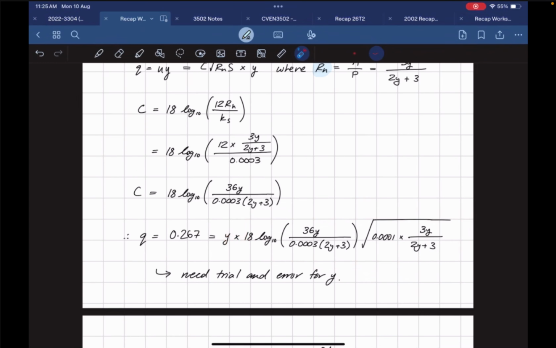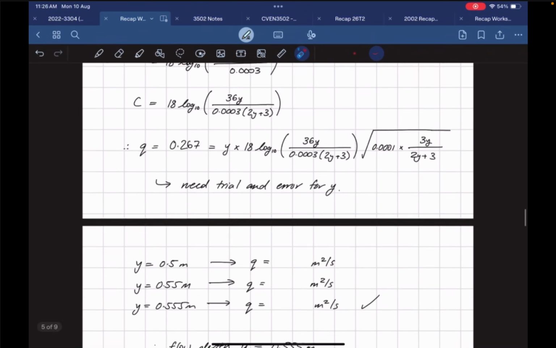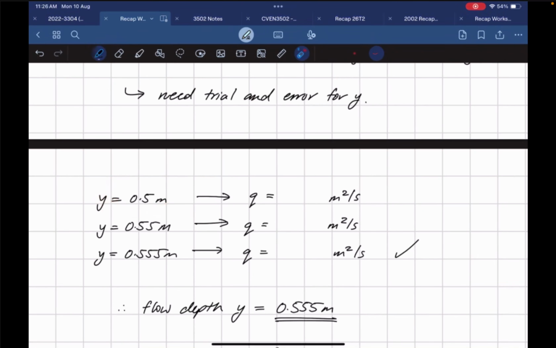Now, to solve for y from this is a bit difficult. It's possible, but you're going to use trial and error to converge on the value for y. So just start guessing what value it is, and then see if it gets closer to equal to 0.267. A good starting point is somewhere between 0 and 1. So I've started with 0.5, and let me see what this gets us. I actually forgot.